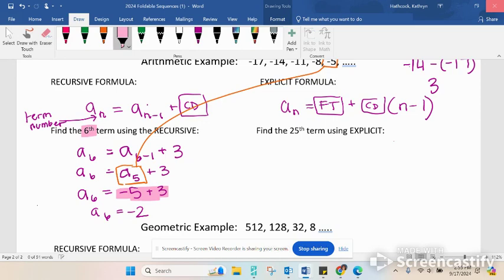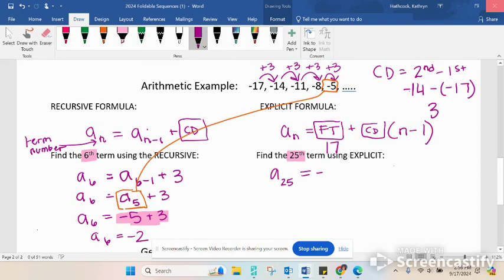Now, I'm trying to figure out my 25th term right now. And this is super helpful. An explicit formula is super helpful because I don't want to have to add the number 3, my common difference, 25 times. That's a waste of my time. It's a waste of your time. So I'm going to use my explicit formula, and it's a_n, but this isn't n anymore. It's my term number of 25, equals my first term, which is negative 17.